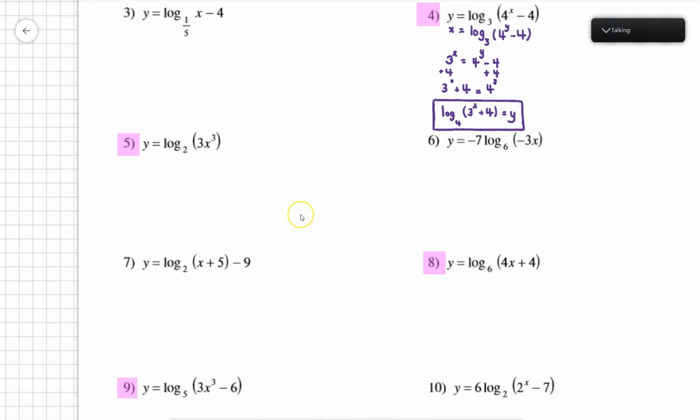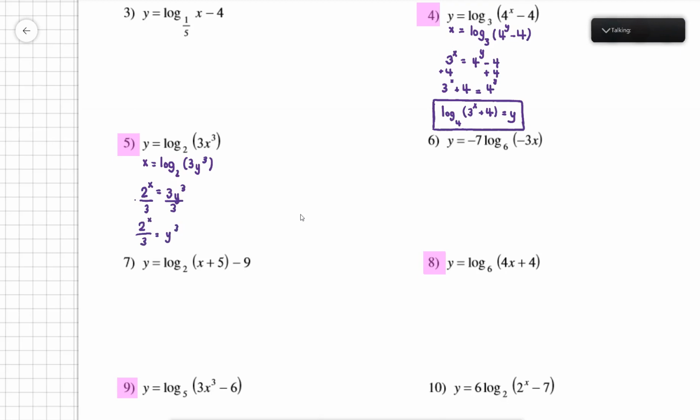Then number 5, this is x is equal to log base 2 of 3y cubed. When we switch that x and that y there, we can convert. This is 2 to the x is equal to 3y cubed. Divide by 3. We get 2 to the x over 3 is equal to y cubed.